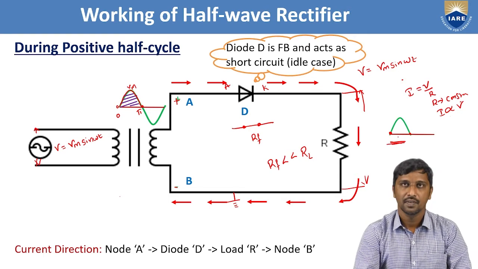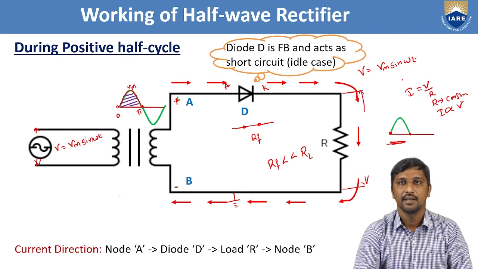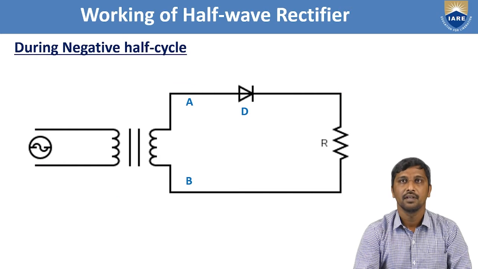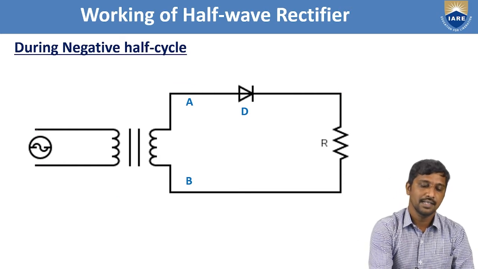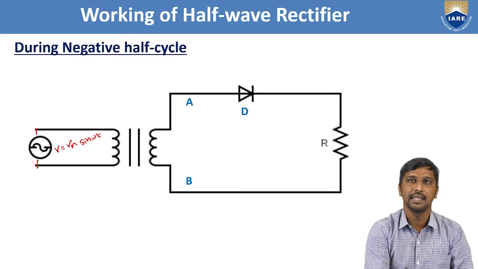Similarly, we'll see what happens if the negative peak is passing through this rectifier circuit. Let us take the negative peak; I consider the same signal, V is equal to Vm sin omega t.